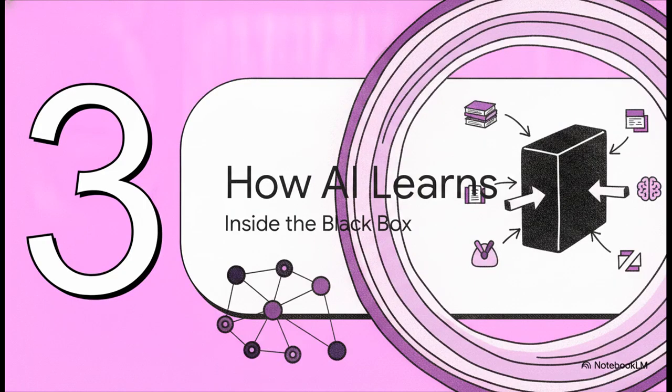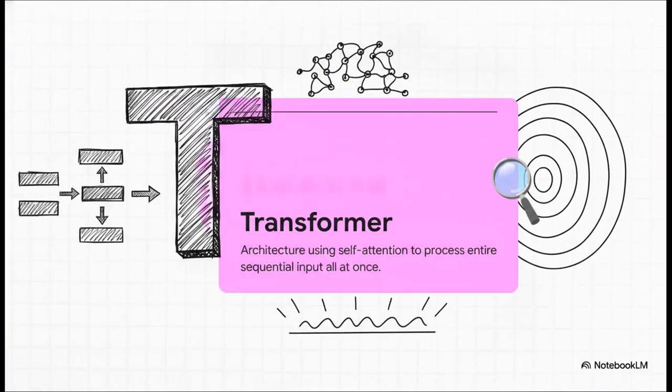Section 3. How AI learns. Let's take a peek inside the black box. First up is the transformer architecture. And yes, this is literally the T in GPT. Unlike older neural networks that had to read text sequentially, just word by word, a transformer processes an entire input sequence all at once. It uses this amazing thing called a self-attention mechanism to weigh the importance of different words in context. This is what allows the model to grasp the true semantics and meaning of an entire document simultaneously. It's a real game changer.